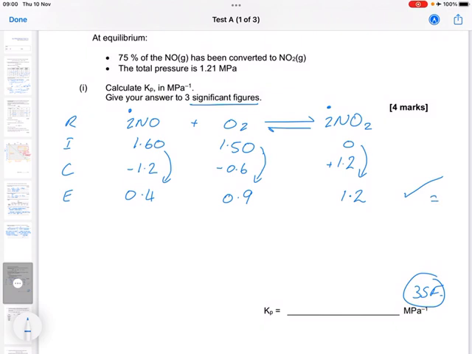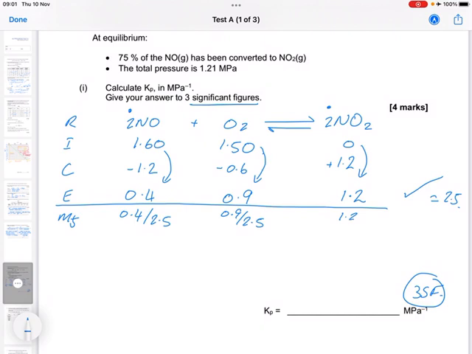Now I need to calculate Kp, so I'll need the total number of moles. So let me add all of those together. So 0.4 and 0.9 and 1.2 is 2.5. So that's the total number of moles. So at this point here, I'm just going to work this through now. So the mole fraction is 0.4 over 2.5, 0.9 over 2.5, 1.2 over 2.5, and then the partial pressure.